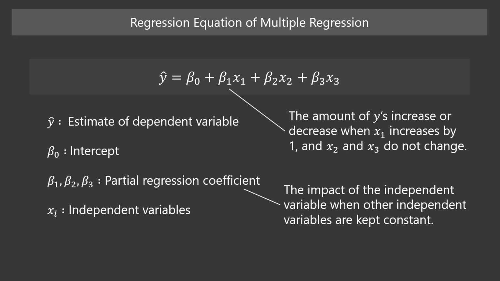If the partial regression coefficient is positive, the increase in the independent variables leads to the increase in the dependent variable. If the partial regression coefficient is negative, the increase in the independent variable leads to the decrease in the dependent variable. If the partial regression coefficient is 0, the increase or decrease in the independent variables does not affect the dependent variable. And the absolute value of the regression coefficient reflects the size of impact of the independent variable on the dependent variable.